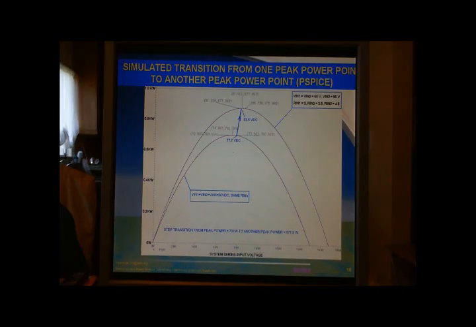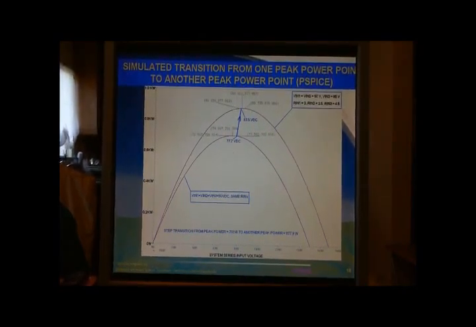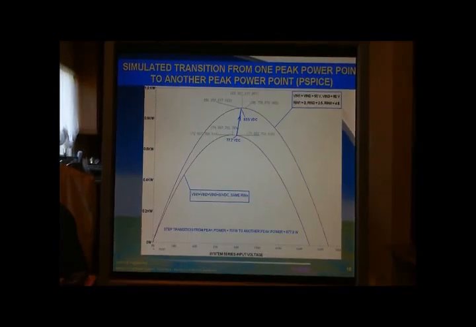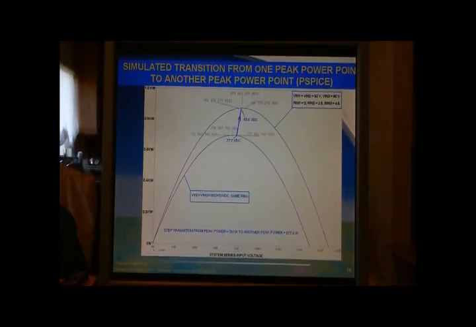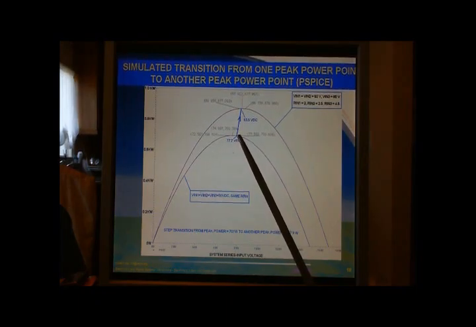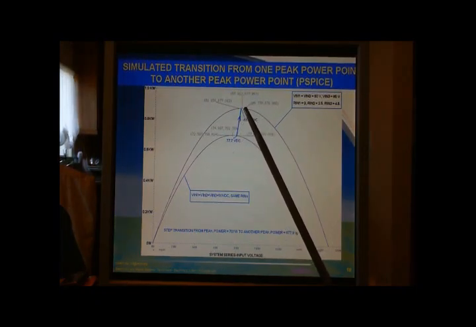This slide shows the simulation providing the transition from one peak power point to another peak power point using P-SPICE circuit simulation. The transition is between peak power point voltage 77.7 volt, transit to 83.5 volt DC.